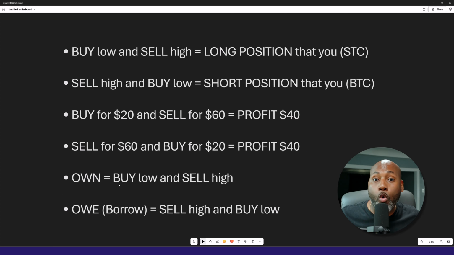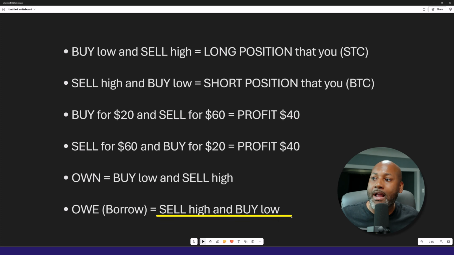So when you own shares, that's a long position. And when you're long that position, that's the buy low, sell high philosophy or strategy. And if you owe on those shares, that is a short position. Remember, that is a short position. So in a short position, you owe shares that you borrowed, and your idea for your strategy is that you are going to sell high and buy them back low. So I hope you got that.